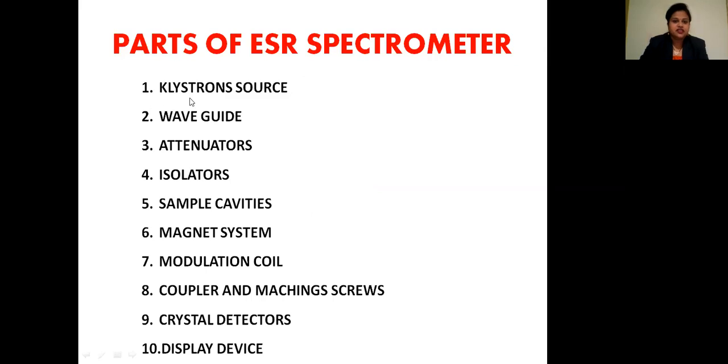First part is the klystron source. Second part is the waveguide. Third part is the attenuators. Fourth part is the isolators. Fifth part of ESR spectrometer is sample cavity. Sixth part is the magnet system.